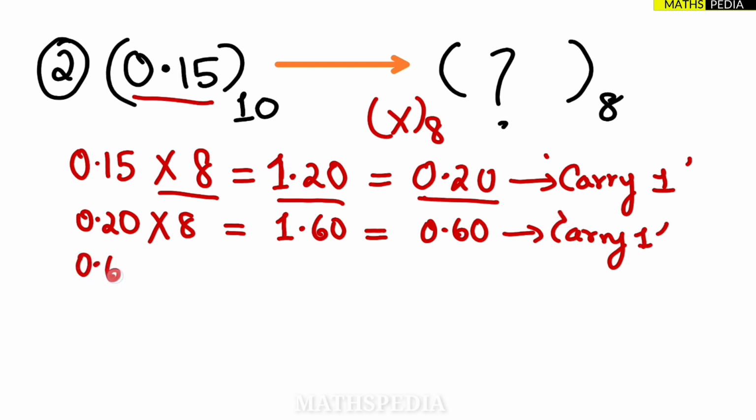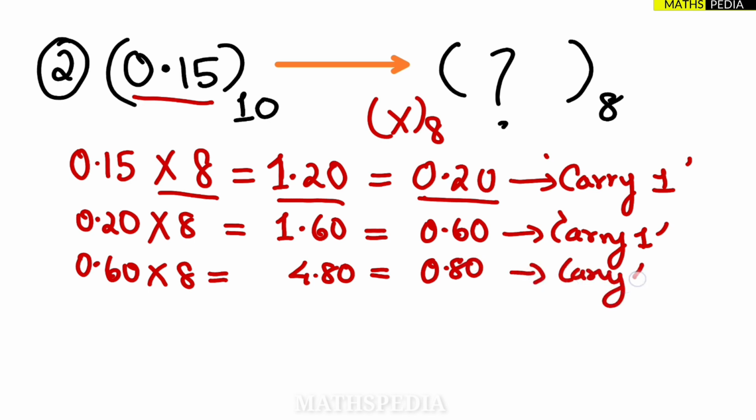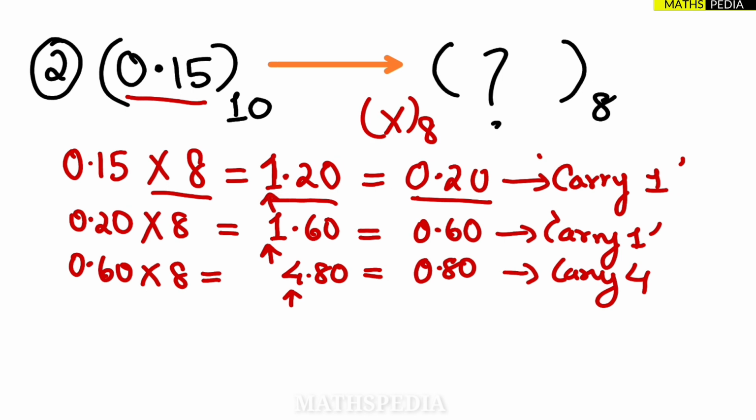Next you have to take 0.60 into 8, you have to multiply. You will be getting it as 4.80. Then you have to write 0.80 carry how much? 4. So whatever number is there, that you have to write it as carry. If it is 0 also, that you have to write it as carry 0. So since it is increasing order, so it will go on. But the final step should be always what? 0.0 you should get it here.